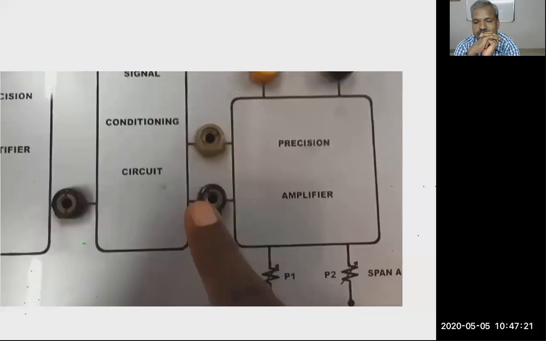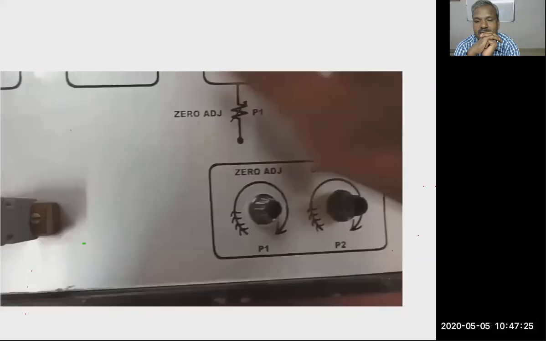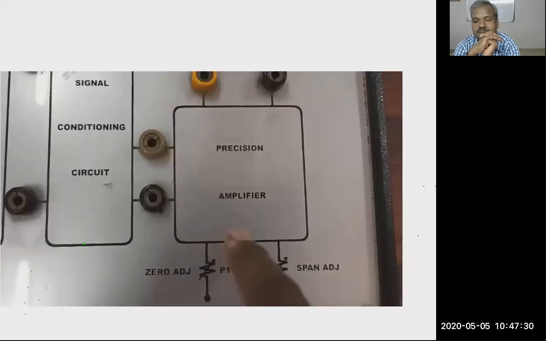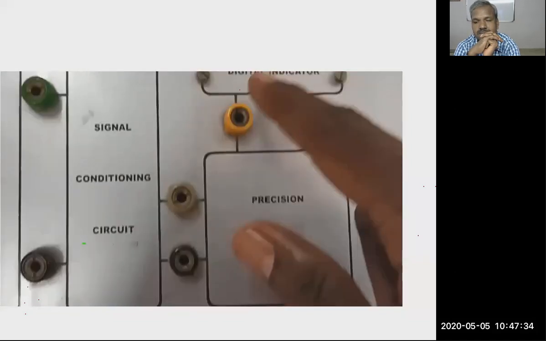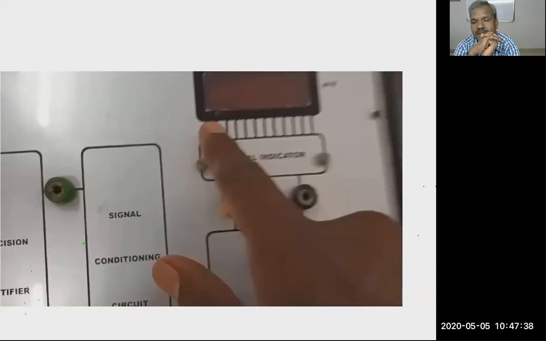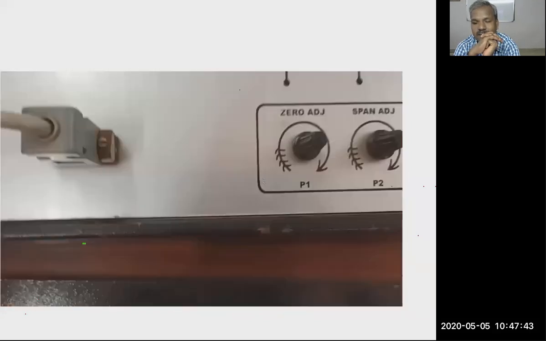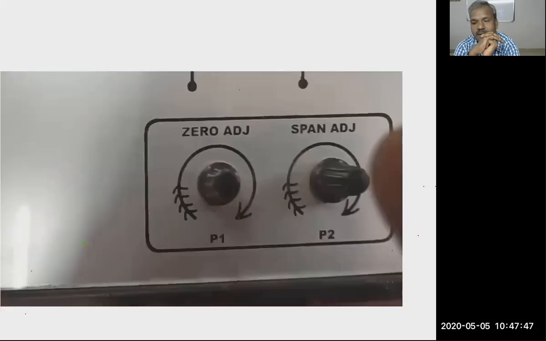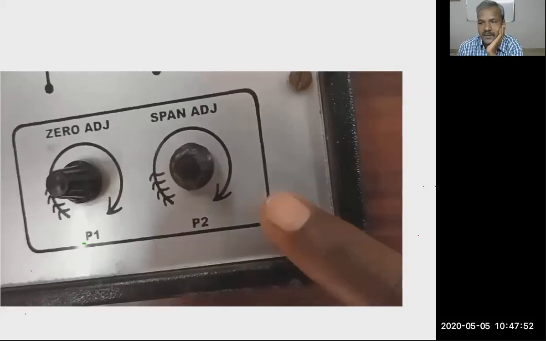Then this signal conditioning output is connected to a precision amplifier. It's a very good accurate amplifier, and the amplifier is connected to the display device. This is a 3.5 digit display. This practical arrangement has two adjustments: one is zero adjustment, then span adjustment.